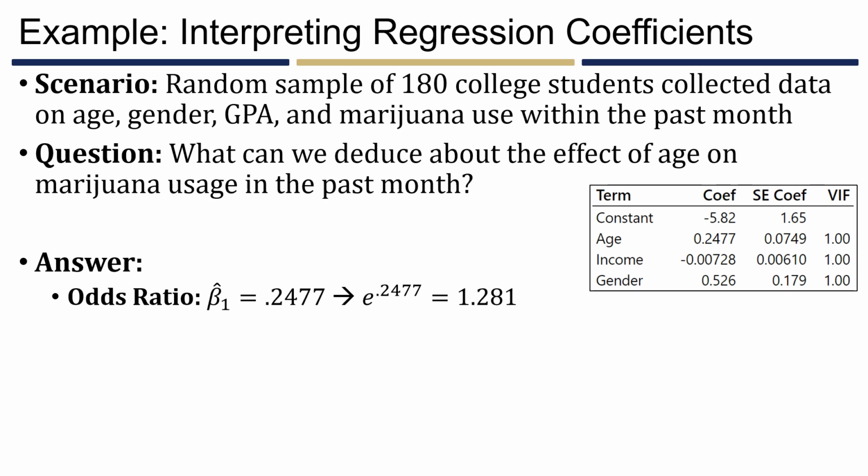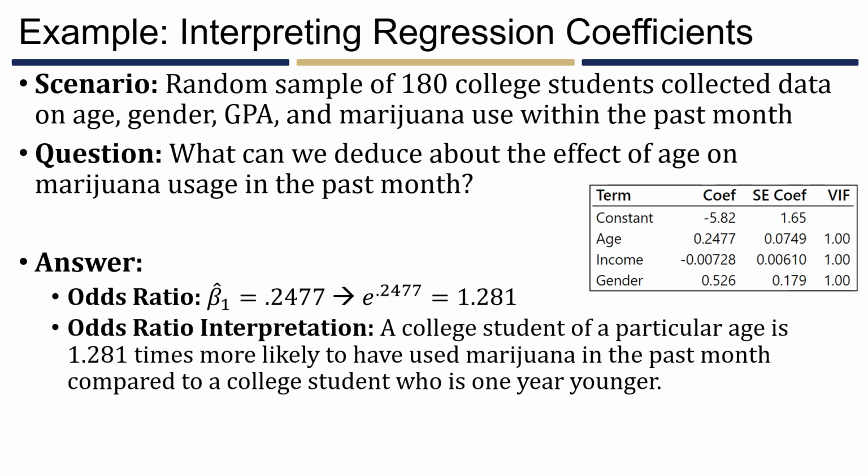Because age is a continuous predictor, what this tells us in context is that a college student of a particular age is 1.281 times more likely to have used marijuana within the past month compared to a student who is 1 year younger. Another way of thinking about this, as a more concrete example, is that a student who is 21 years old is 1.281 times more likely to have used marijuana compared to a student who is 20 years old.